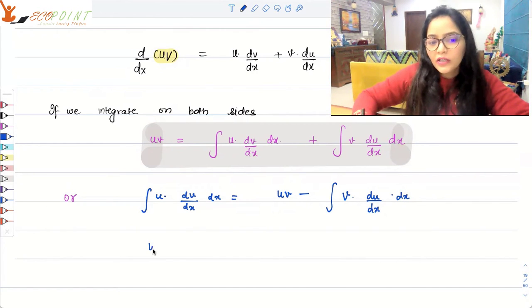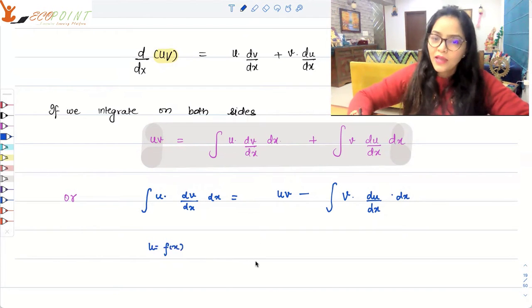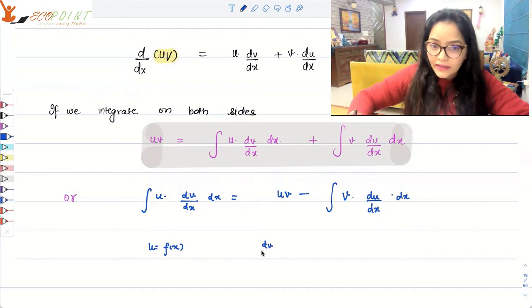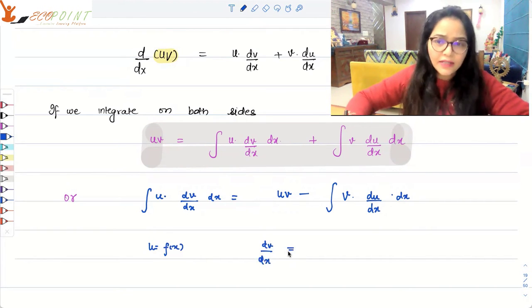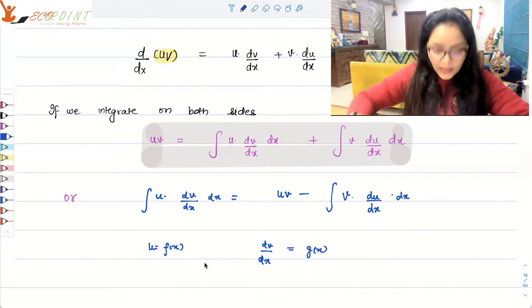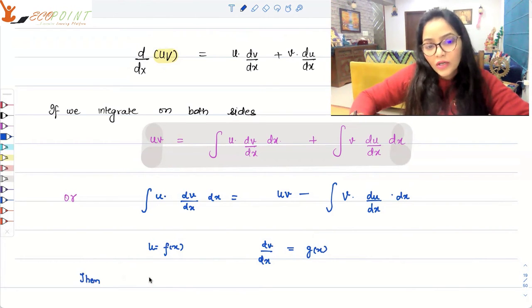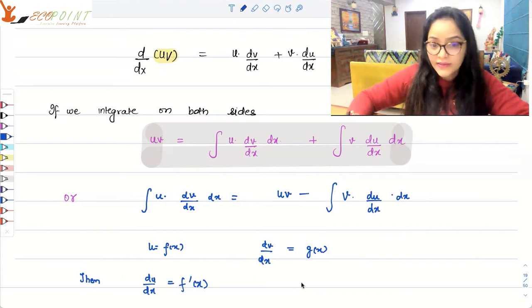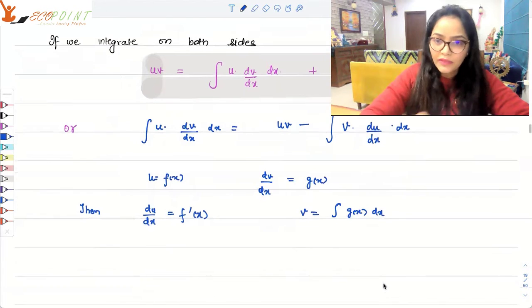Now, herein, if you take u as some function fx and you take dv by dx as some function, see, the derivative of some function will also turn out to be a function, even if it's a constant function. So let's take dv upon dx as some function gx. Then essentially what do we have? du upon dx is nothing but f dash x, and since dv upon dx is equal to gx, v is nothing but the integral of gx, right?